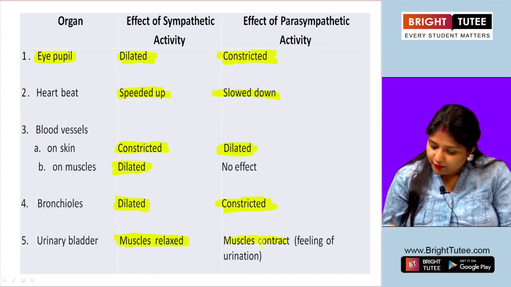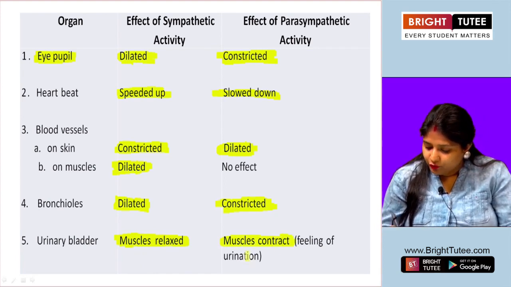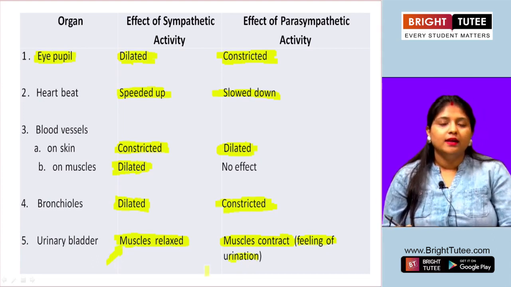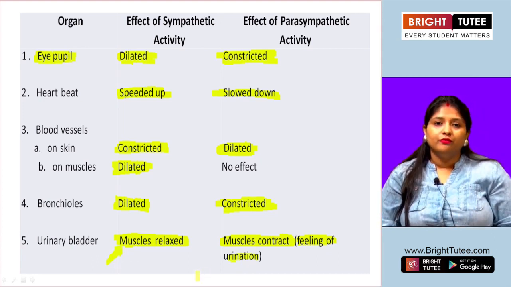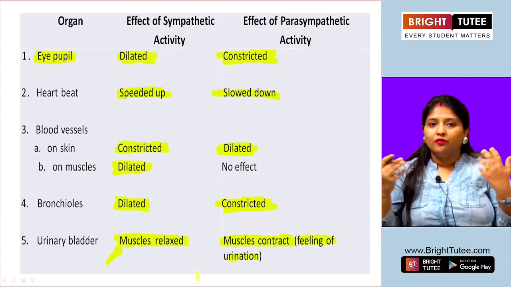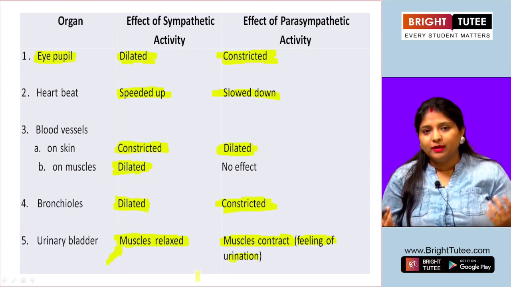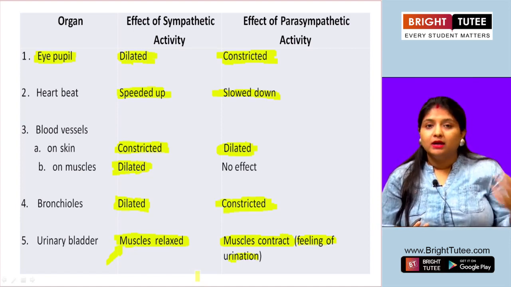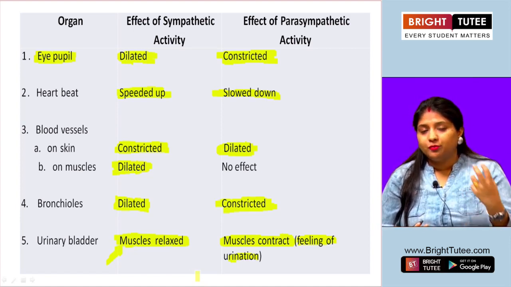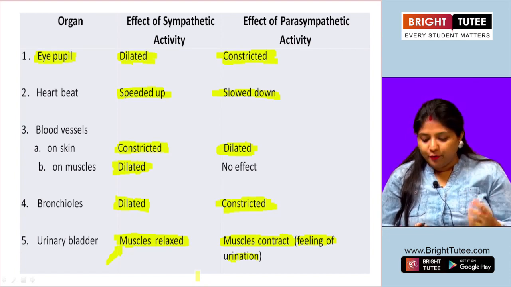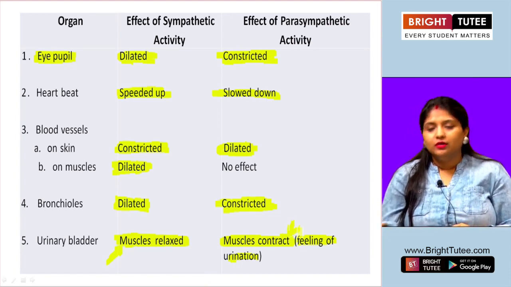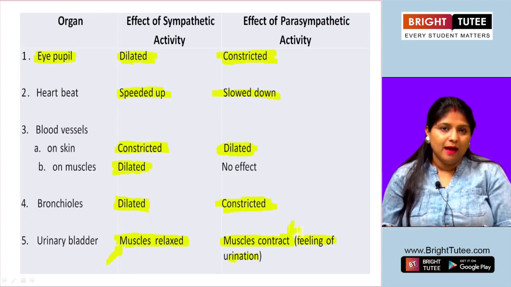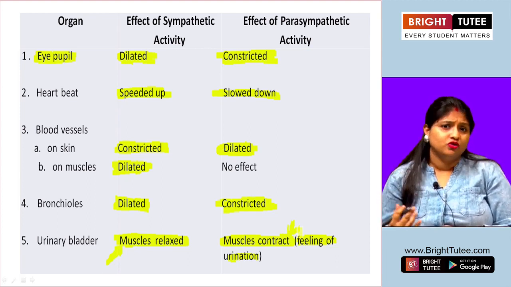The muscles contract, that means feeling of urination, right? So suppose in this case, let's say a person's bladder was already full. So when the muscles relax, obviously the person might wet himself or may have the urge of going to the washroom. But suppose the bladder was empty, at that point when this parasympathetic activity happens, a person has the urge to urinate.